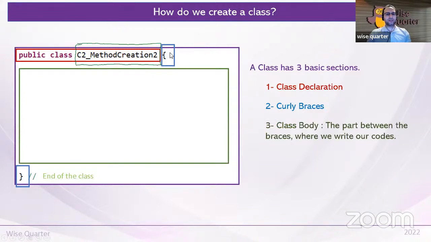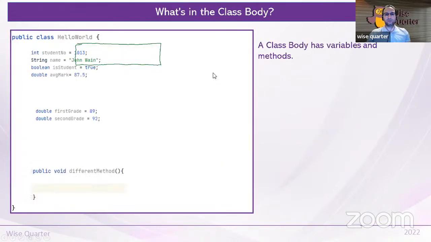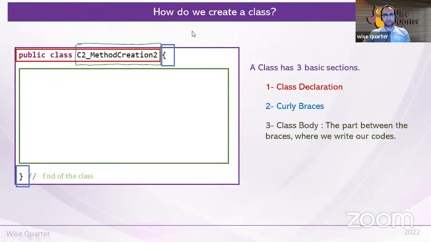And the last part is between those curly braces, we call it the body, the body of the class or class body, whatever you say. We are going to enter our code here. We are going to write whatever we want between those curly braces. That's all about the class.